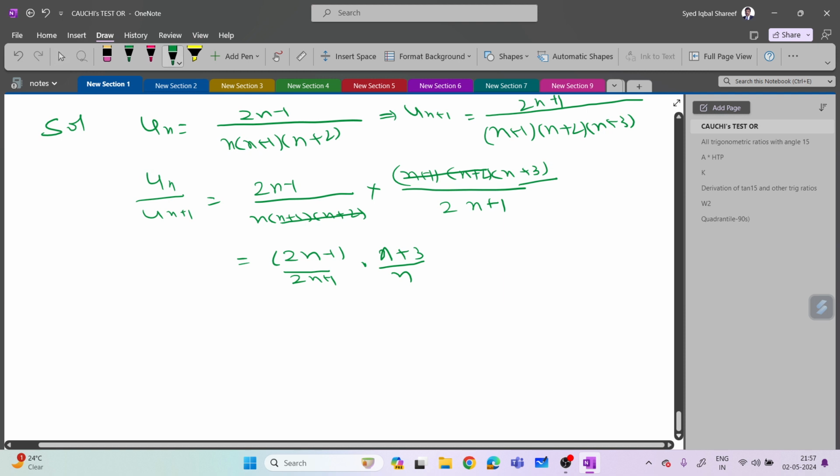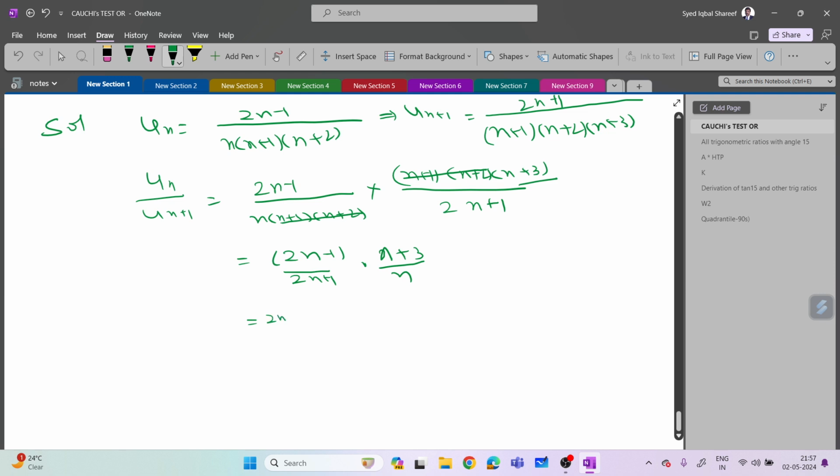So this is from here. If you take 2n common, this is 1 by 2n, and this is 1 plus 1 by 2n. 2n you have taken common. From here, if you take n common, 1 plus 3 by n.